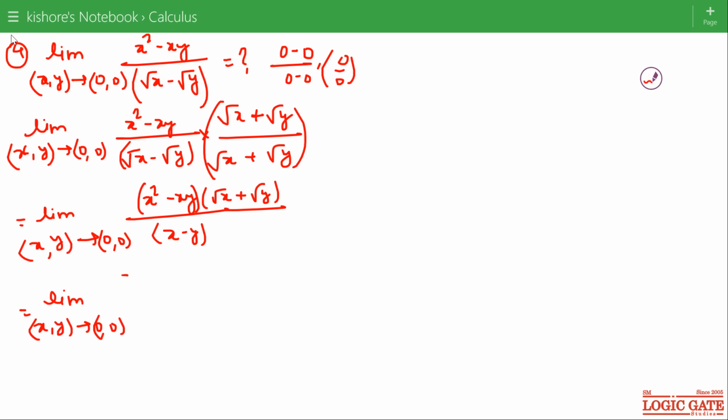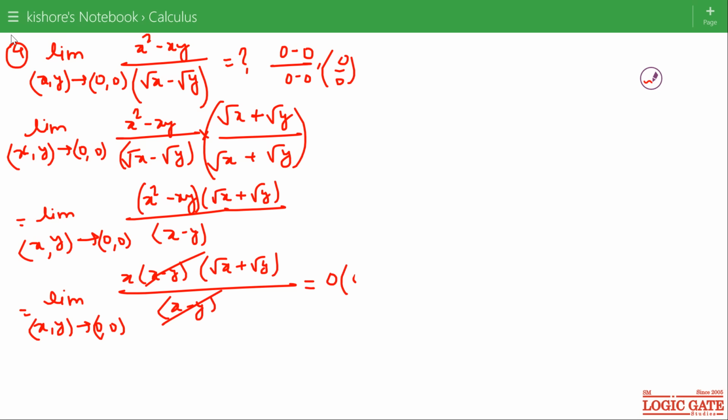This will be, if I take x common, then x into x minus y into square root of x plus square root of y divided by x minus y. So we can cancel out x minus y from numerator and denominator. Now substituting the limits, x is 0 into square root of 0 plus square root of 0, that is 0. So 0 is a finite number and it is defined. So the limit for the given function when x and y are approaching 0, 0 is 0 again.